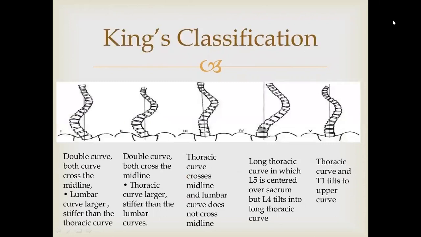As you can see in the King's classification, the double curve, both curves cross the midline. The lumbar curve is larger and stiffer than the thoracic curve. In another double curve, both cross the midline, and the thoracic curve is larger and stiffer than the lumbar curve. As you can see, the thoracic curve crosses the midline and the lumbar curve does not cross the midline. Here you can see the long thoracic curve in which L5 is centered over the sacrum, but L4 tilts into the long thoracic curve. At last, you can see the thoracic curve and T1 tilts to the upper curve.